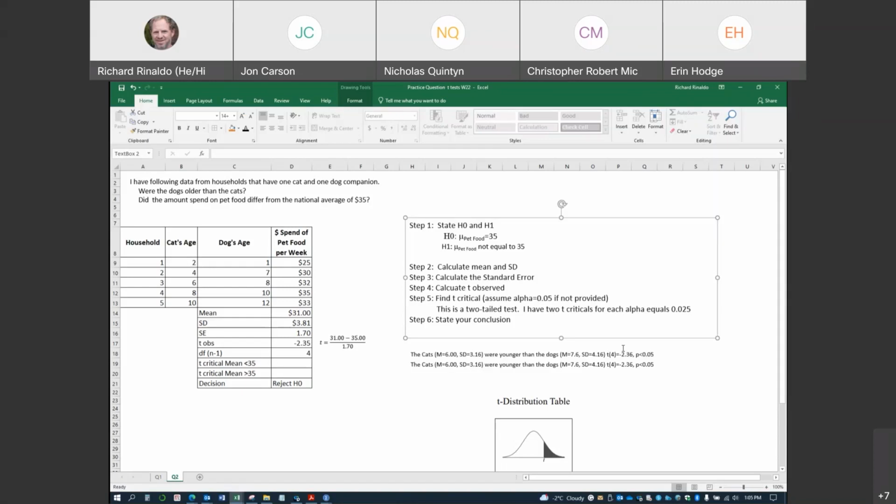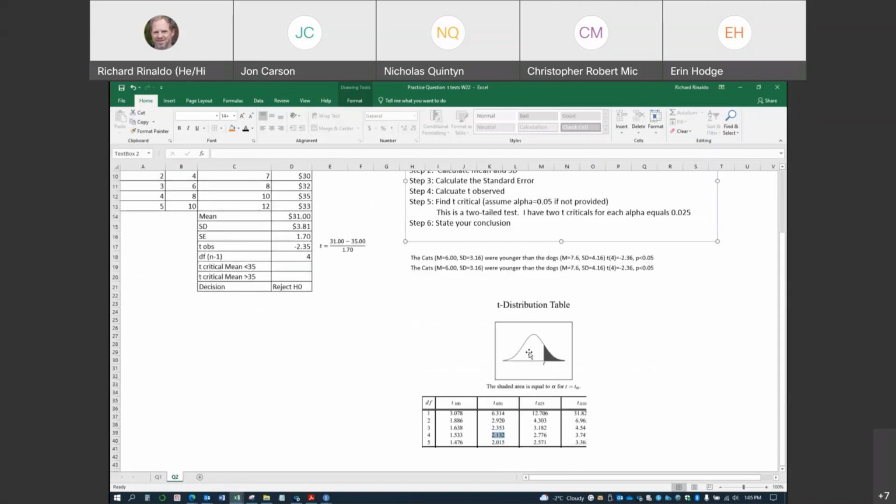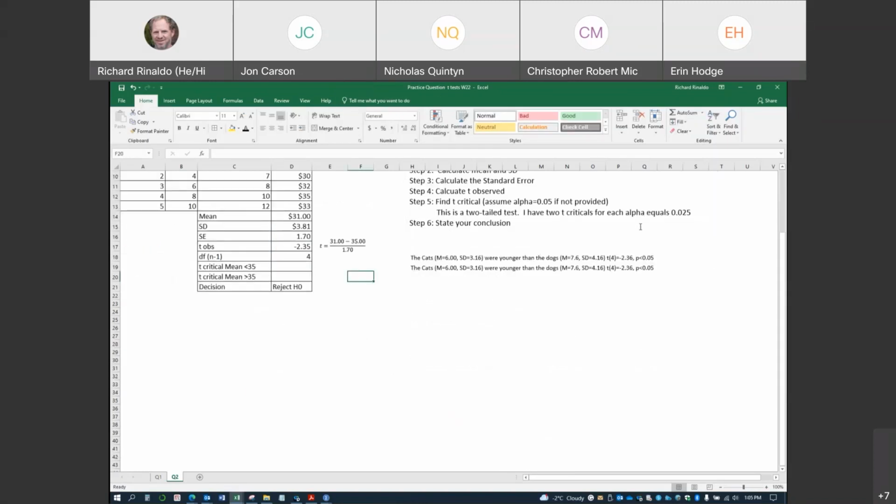So I have a T critical for the sample mean less than 35, which is associated with the alternate hypothesis mu pet food less than 35. I also have a T critical for a mean greater than 35, which is for the alternate hypothesis mu greater than 35, right? So there's two alternate hypotheses. We have two-tailed. That's why you have to take the overall alpha of 0.05 and divide it by 2. Okay, so now I look up in my table. I'm looking up not a critical value for 0.05, but for 0.025, because those are my two critical T values, right?